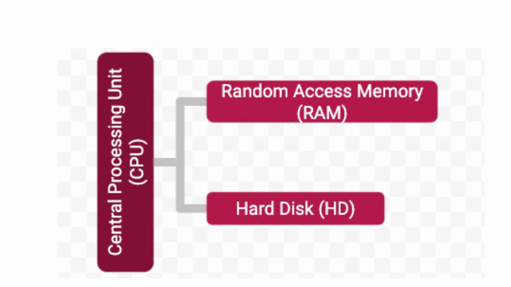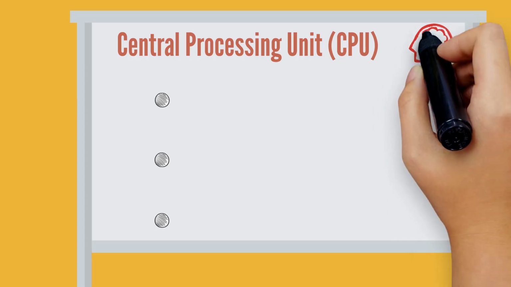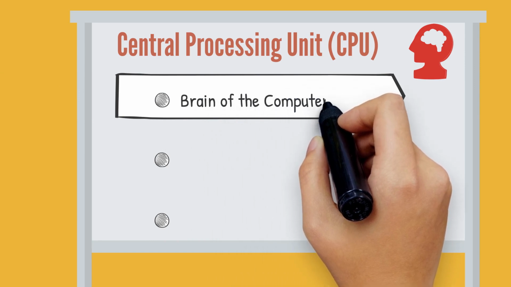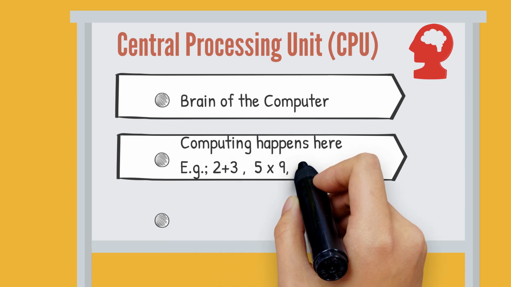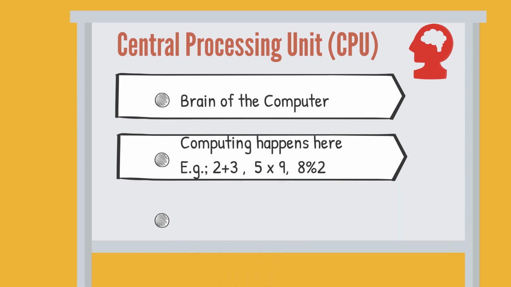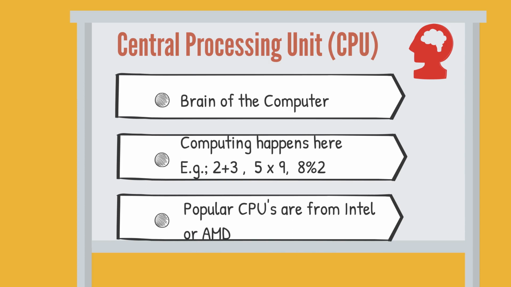CPU stands for Central Processing Unit, RAM stands for Random Access Memory, and the motherboard connects them all together through its circuitry. Central Processing Unit is the brain of the computer. All kinds of computing happens here, including multiplication, division, addition, subtraction, you name it. All computing happens here. Popular CPUs are made by Intel or AMD, Advanced Micro Devices.